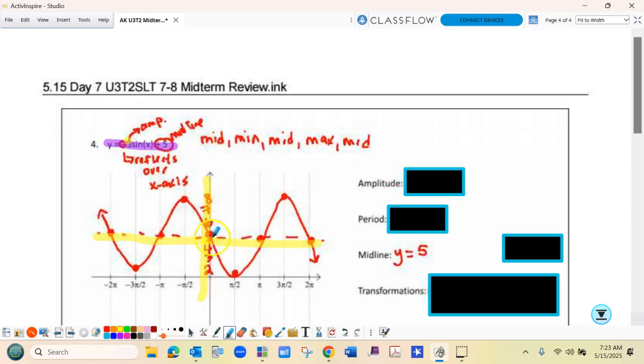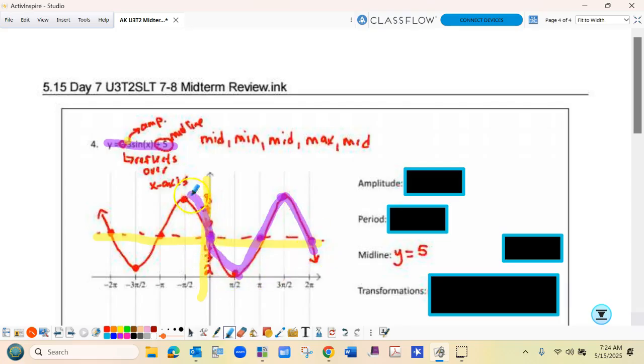The 3 tells you to go up from 5 to make 8 for the max. Go down from 5. 5 minus 3 is 2. That's your min. And then I taught you to sing the song when you graph this. The song goes, since it's a negative sign, rather than go mid, max, you're going mid, min, mid, max, mid. And then you're going to connect your points to make a nice curve in the right places.